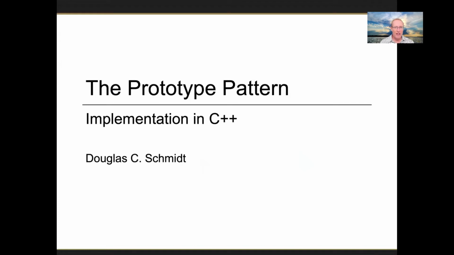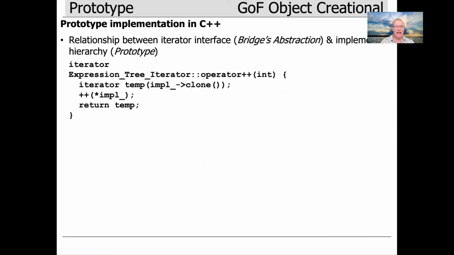So now that we've talked about the structure and functionality and motivated the need for this pattern, let's go ahead and take a look at the implementation of the prototype pattern in C++. What we're going to do here is use this pattern to connect the iterator interface, which is the bridge's abstraction role, this is expression tree iterator and its methods, with the implementation hierarchy, which is done using the prototype pattern. And at first you might think, oh, this is just good old bridge.